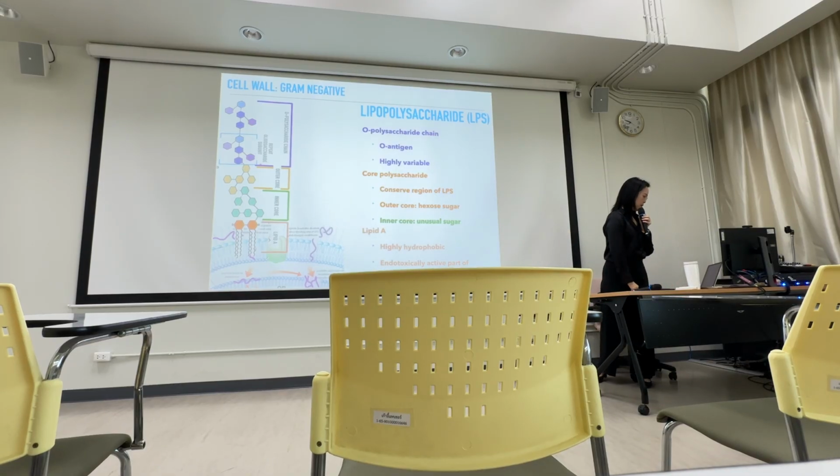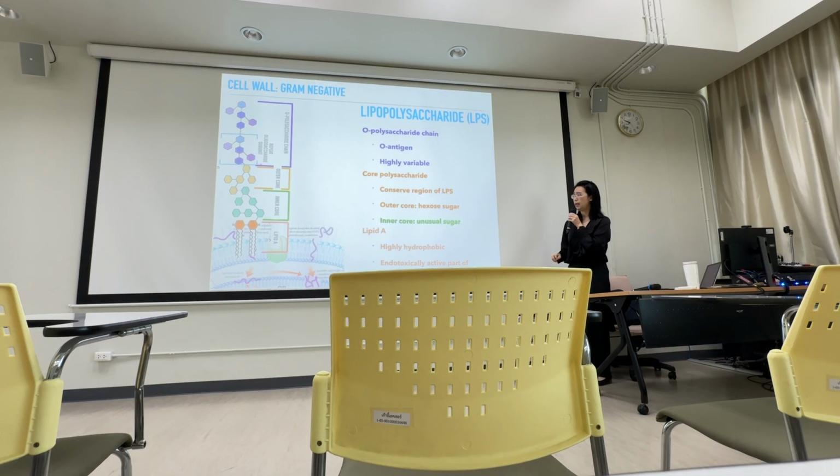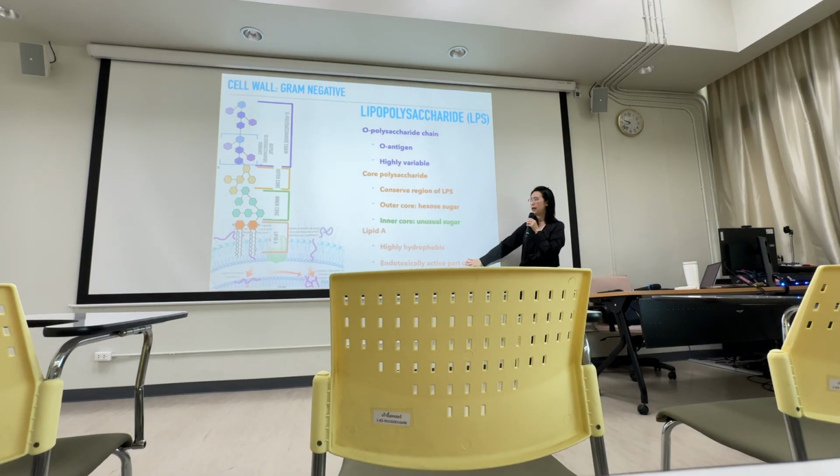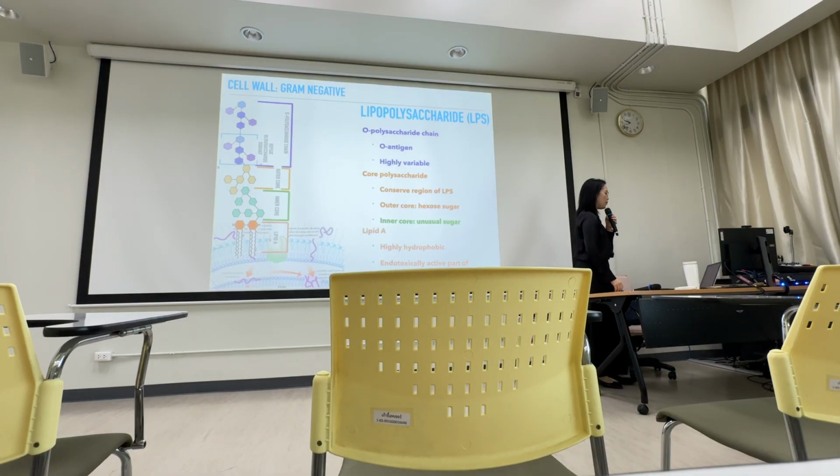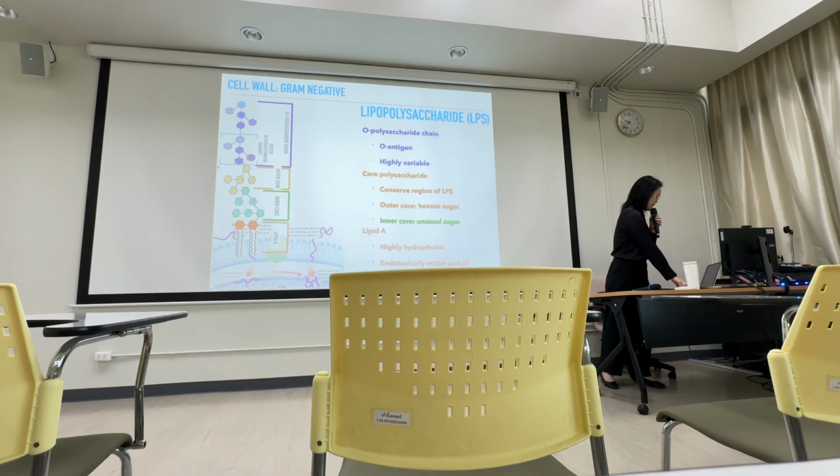The last one is lipid A. Lipid A is the major part that plays the role as the virulence factor. Lipid A is the part that embeds into the outer membrane of the bacteria, and we call this an endotoxin, because once this is released into the host, it will activate the immune response of the host cell. So this is called endotoxin, the lipid A part of LPS.